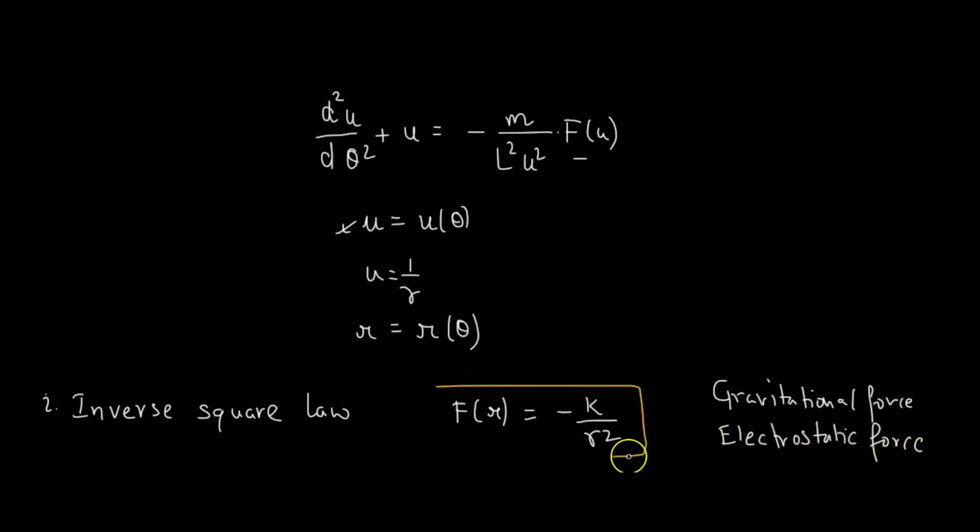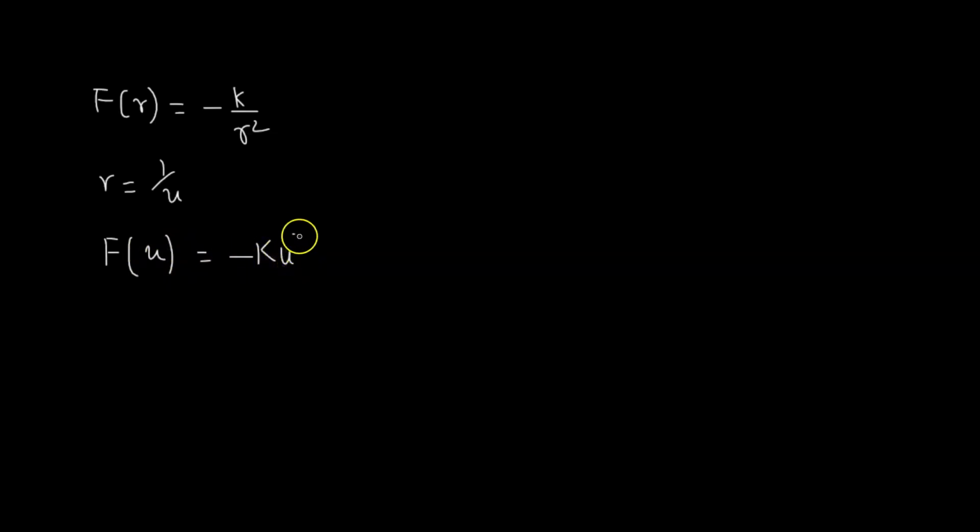So let's use this particular force equation, substitute it into the differential equation, and study what kind of orbit or path this particle is traveling. Here we have the central force, given by f of r equals negative k over r squared. We will use r equals 1 over u, such that f is now represented as a function of u, which equals negative k u squared.